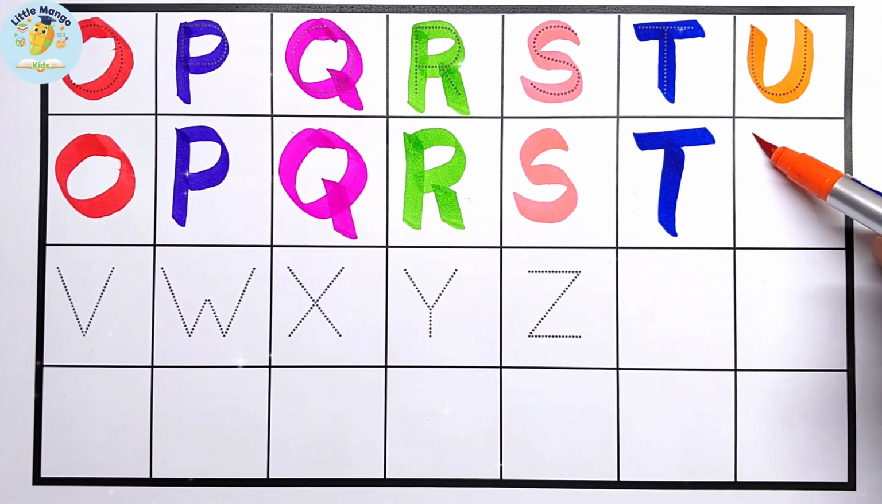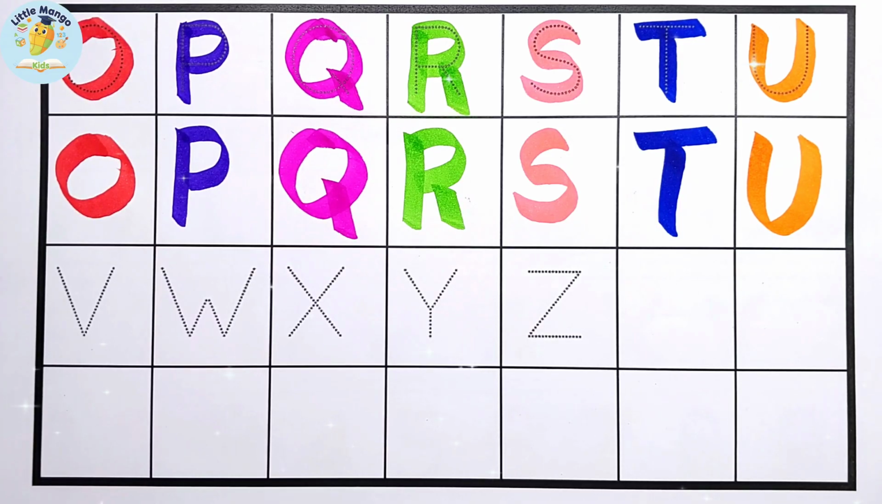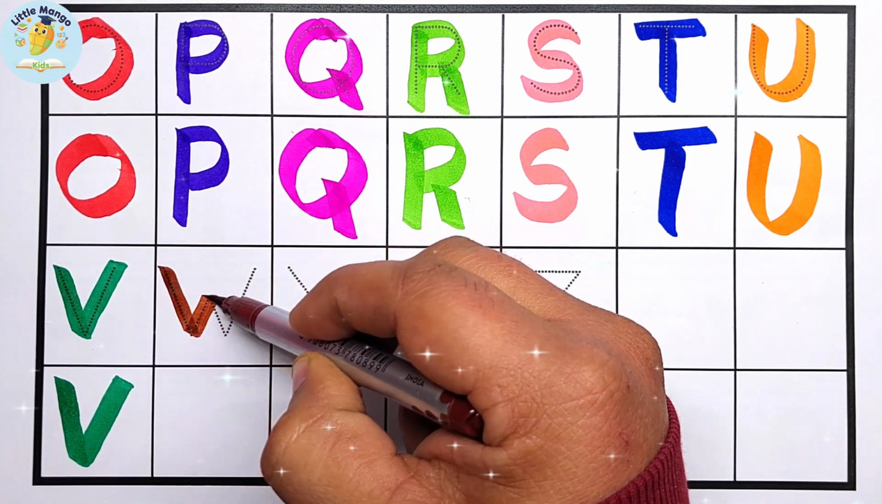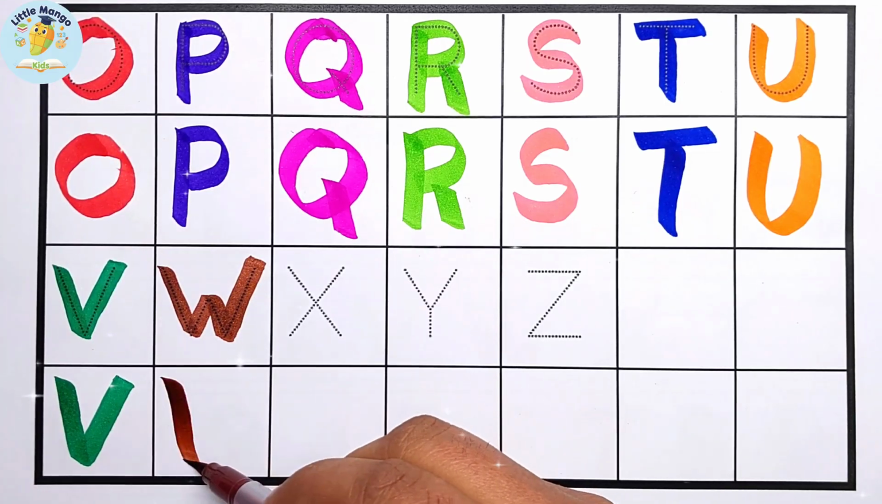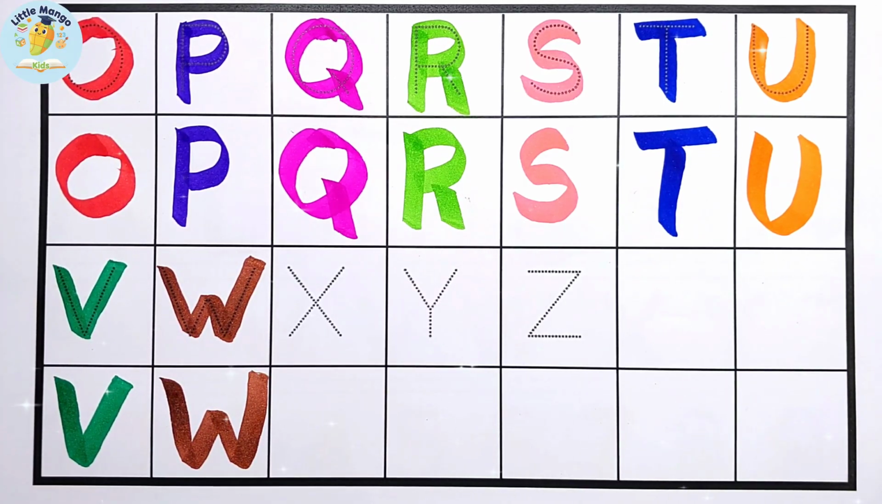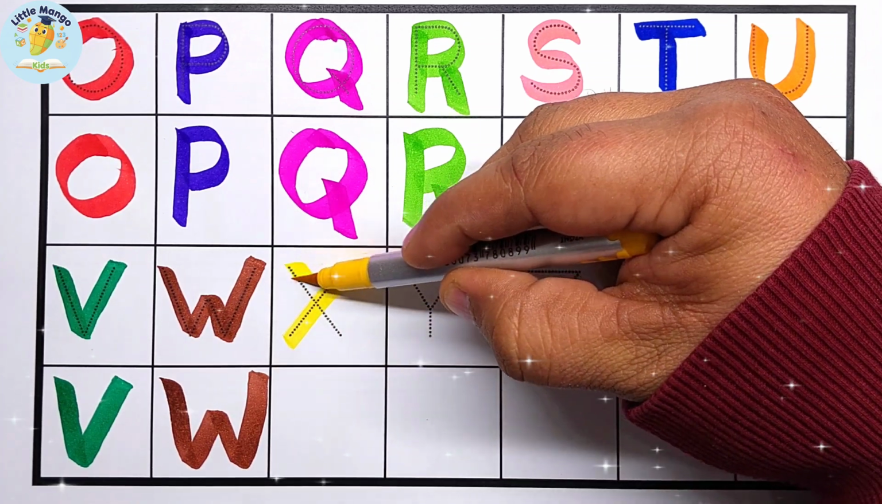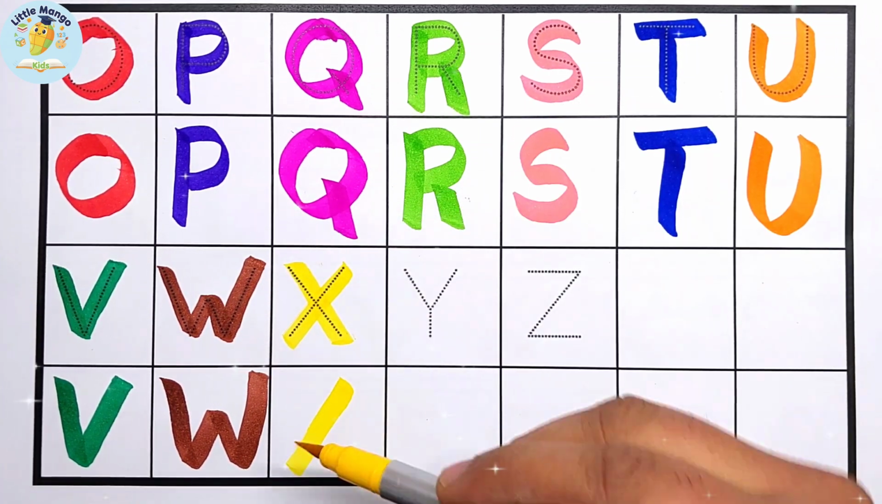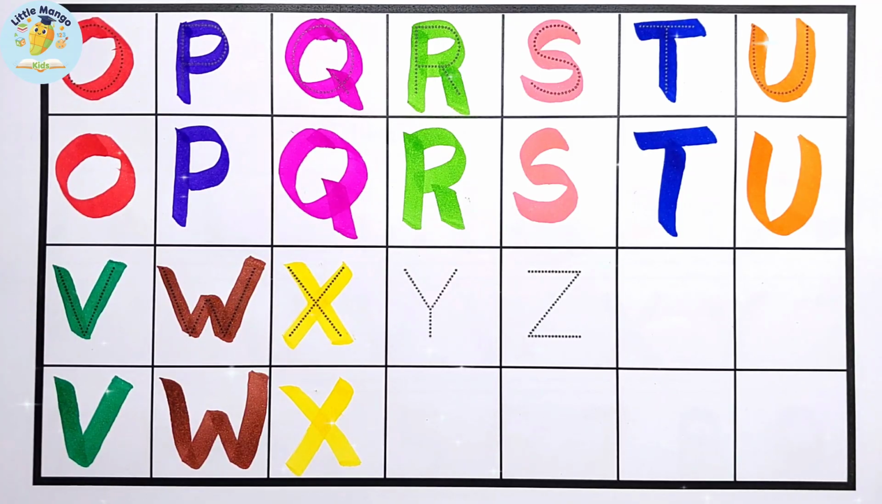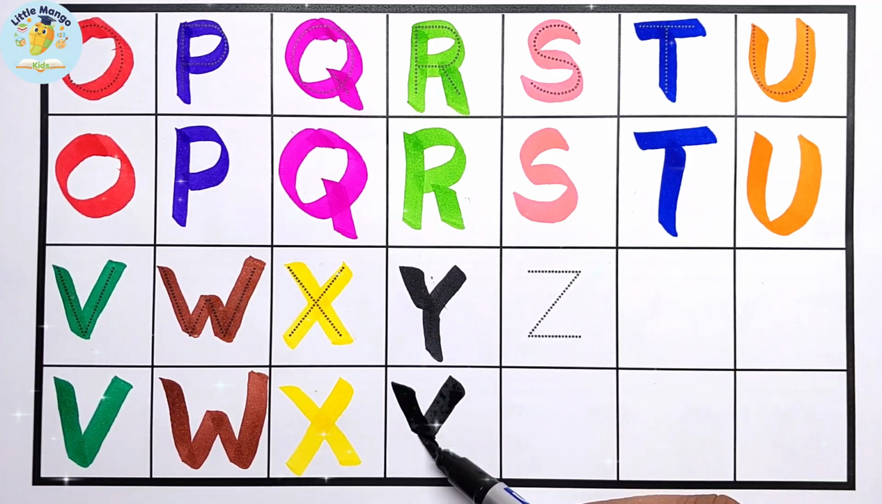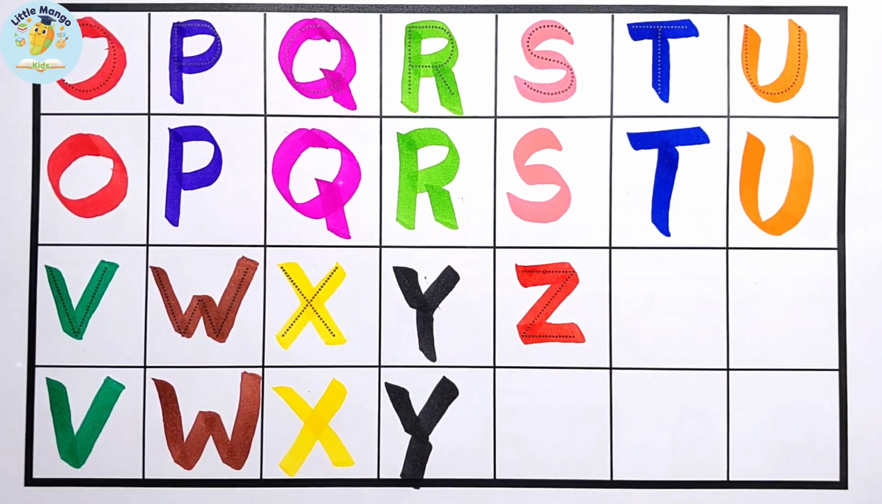U. U is for umbrella. V. V is for van. W. W is for watermelon. X. X is for xylophone. Y. Y is for yo-yo. Z. Z is for zebra.